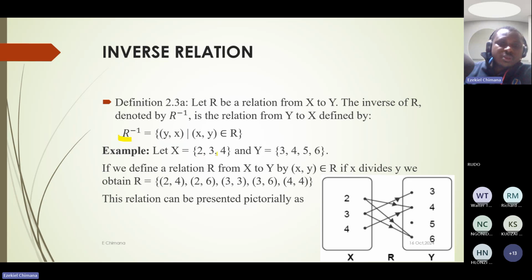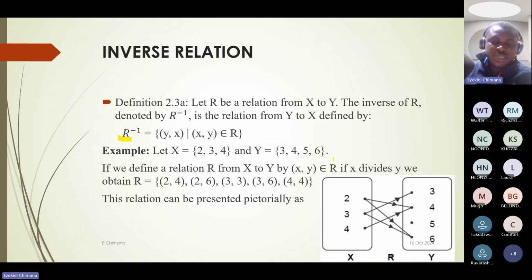So you've got X as 2, 3, 4, and Y as 3, 4, 5, 6. If we define a relation R from X to Y by (x, y) is an element of R if x divides y, we obtain (2, 4) and (2, 6). Like we are saying, x divides y with a remainder of 0. So this is what you get.